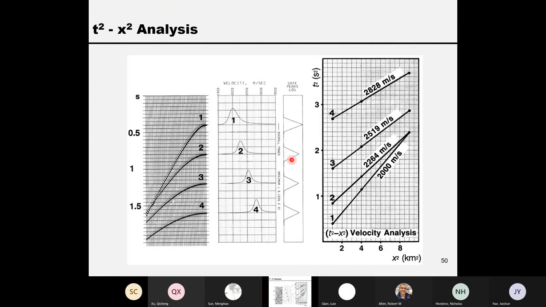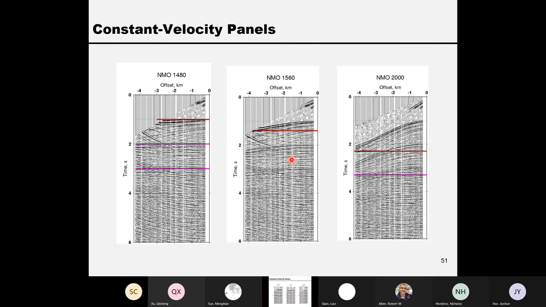Another method is called constant velocity analysis. For the same gather, we use different velocities to do the NMO correction, and then we see what the result looks like. For this one, we use 1480. You can see the red one here is flat, so the water bottom gets flat. That means this is the water layer. However, because the velocity is too low, you cannot get the subsurface reflection here. The subsurface reflection is overcorrected, right? But here you do see something also flat. Can you see here? Also flat.